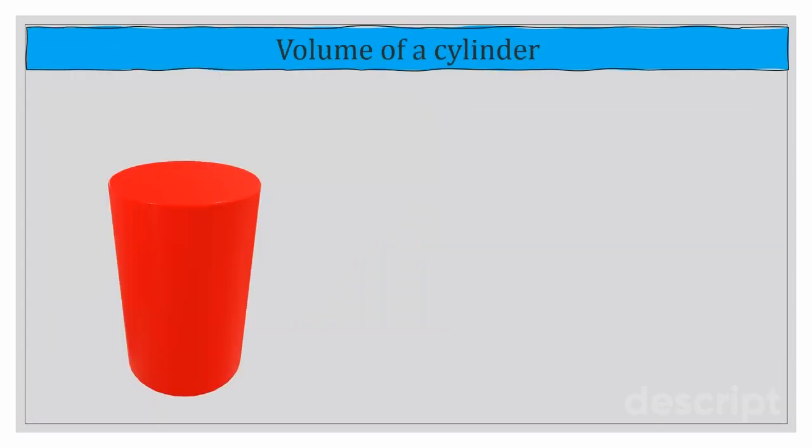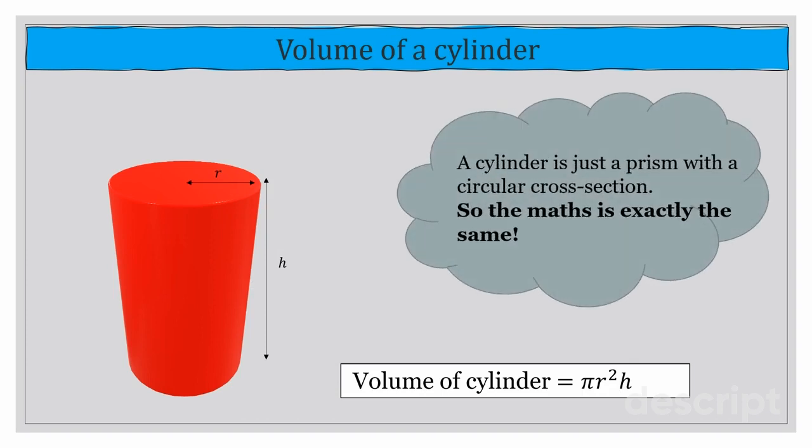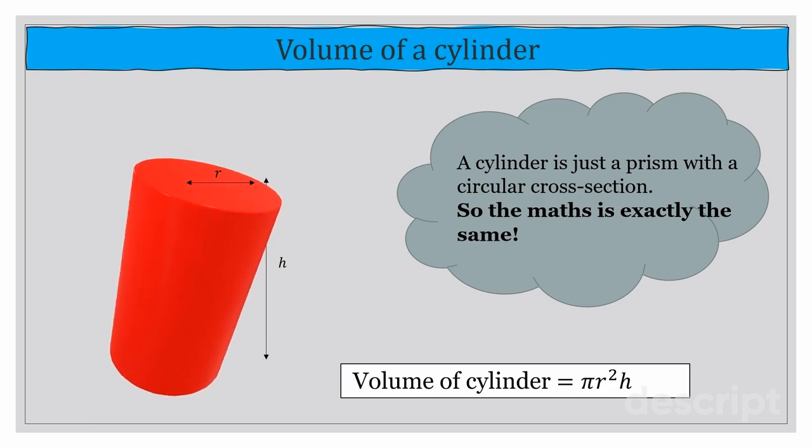Okay, let's focus on the volume of a cylinder. When we talk about the volume of a cylinder, here we are talking about the circular shaped cylinder. So the volume of a cylinder is equal to pi r squared h, where r is the radius of the cylinder and h is the height of the cylinder. So be very careful. It's a prism with a circular cross section. So don't get confused.